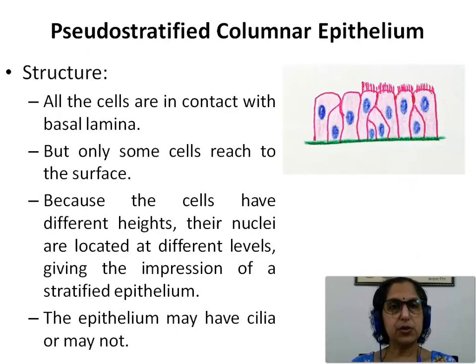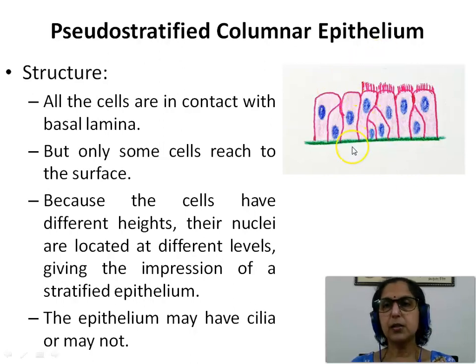So structure, all the cells are in contact with the basal membrane or the basal lamina, but only some cells reach to the outer surface. Because the cells have different heights, their nuclei are located at different levels, giving a false impression of a stratified epithelium. Epithelium may have cilia or may not have cilia.